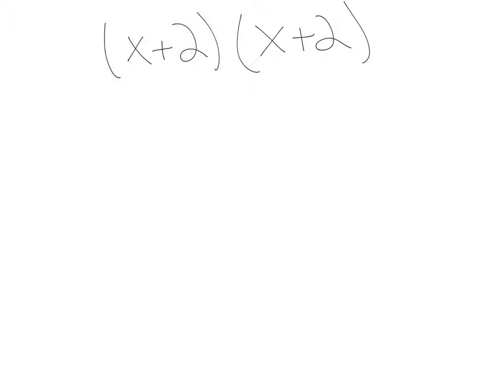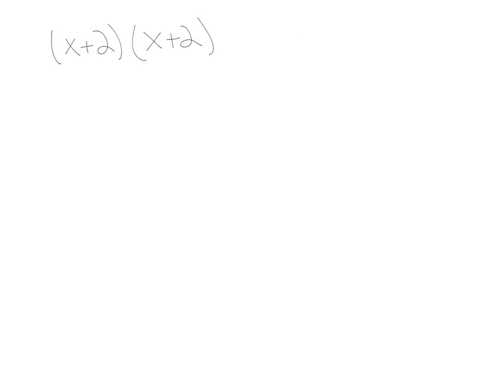There are a few special cases with binomial multiplication that you're going to want to know offhand. The first one is called the perfect square. The perfect square is when you have two binomials that are exactly the same and you're multiplying them by each other. And the reason it's called the perfect square is because we could theoretically rewrite this expression as x plus 2 squared.